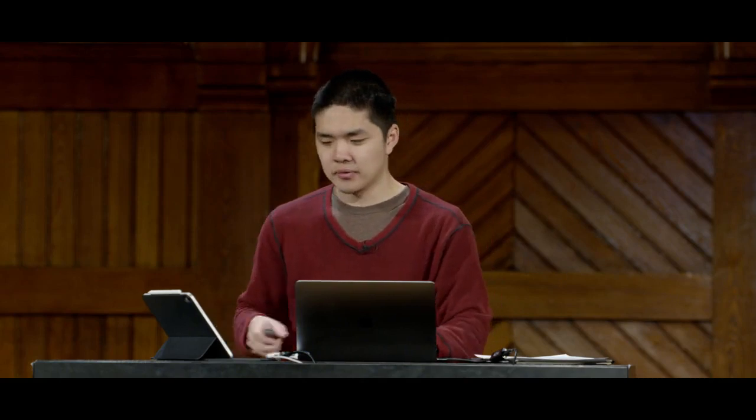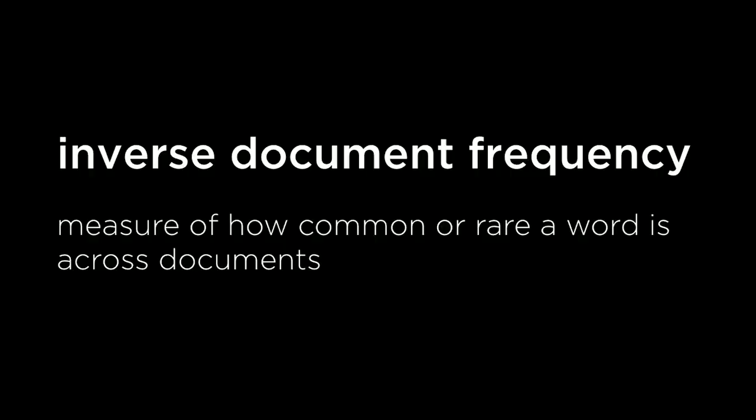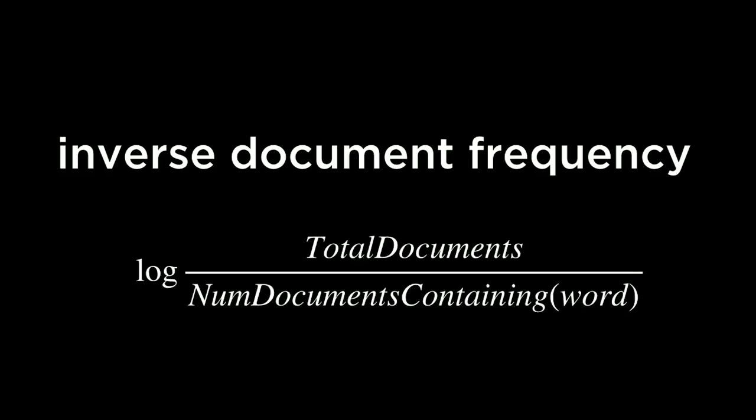What I really want to know is, what words show up in this document that show up less frequently in the other documents, for example. And so to get at that idea, we're going to introduce the notion of inverse document frequency. Inverse document frequency is a measure of how common or rare a word happens to be across an entire corpus of words. And mathematically, it's usually calculated like this, as the logarithm of the total number of documents divided by the number of documents containing the word.